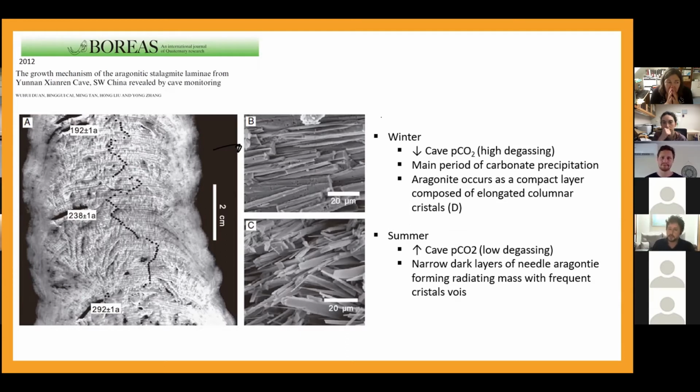So the main period of calcite precipitation, again, is during the winter, when this compact aragonite fabric precipitates, and during the summer we have a high KpCO2, less degassing, and we have these narrow and porous needle-shaped crystals of aragonite.